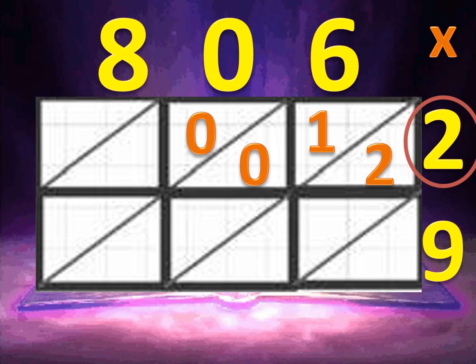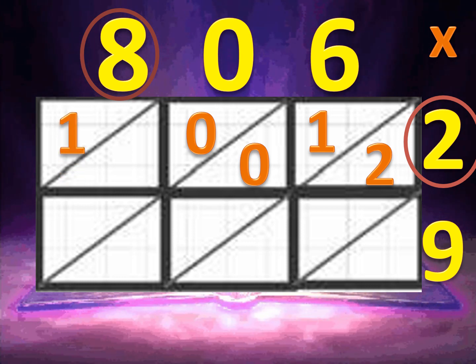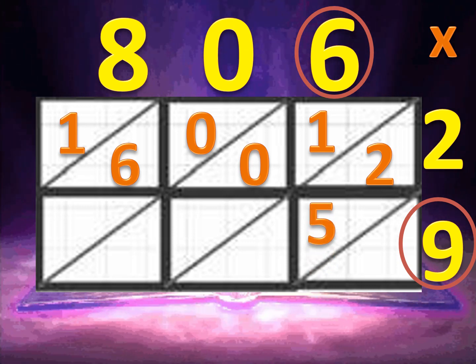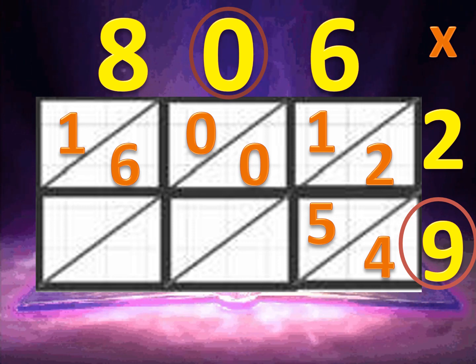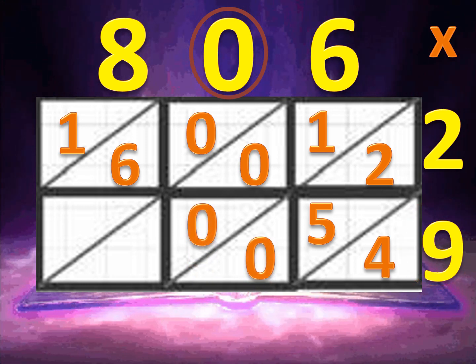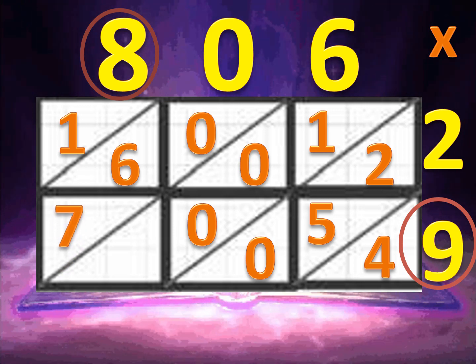Next, 2 times 8. 2 times 8 is equal to 16. So write 1 above and 6 below. For the next row, which is ones, 9 times 6 equals 54. So you need to write 5 above and 4 below the diagonal. Next number, 9 times 0. Again, any number multiplied by 0 is 0. So write 0 above and below the diagonals. Next number, 9 times 8. 9 times 8 is 72. Write 7 above and 2 below.